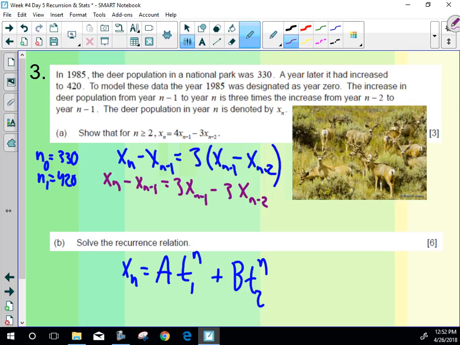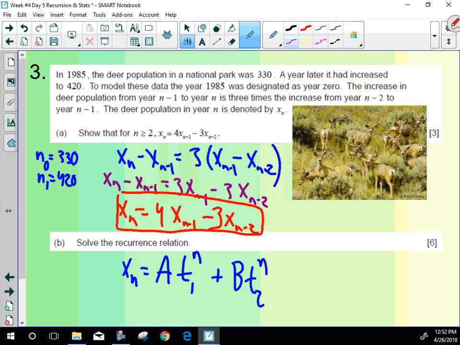So when we solve for X of n, how many X of n minus 1s are we going to have? 4 of them. And how many X of n minus 2s are we going to have? Still negative 3. Does that look familiar? Oh, yeah. That's what we have for that. Now, why did they say n is greater than or equal to 2? Right, because when you're using 2 previous, you got to start at 2. All right, now solve the recurrence relation.